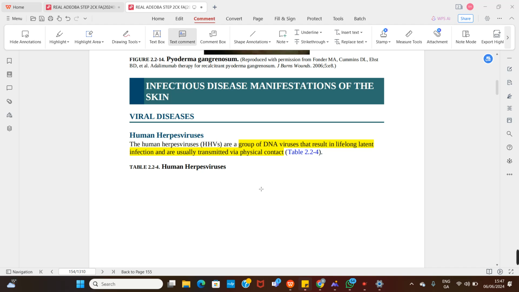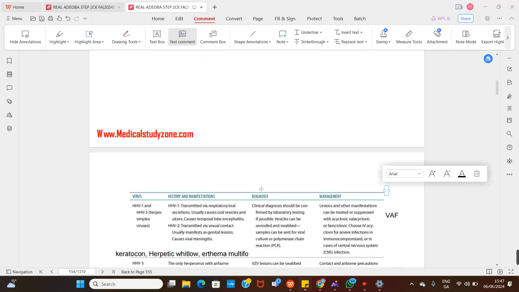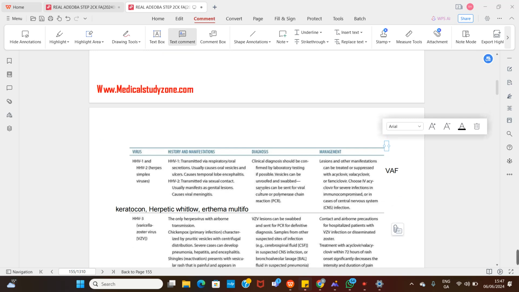What is peculiar to these viruses is that they have a tendency to form lifelong latent infection, which can become activated later, causing secondary infections. Most of them can be transmitted by physical contact, right? And some of them can be transmitted by airborne route, or exchange of body fluids like saliva, blood transfusion, and the likes. Taking them one by one, the first is the human herpes virus type 1 and the human herpes virus type 2, which are collectively known as the herpes simplex viruses type 1 and 2.